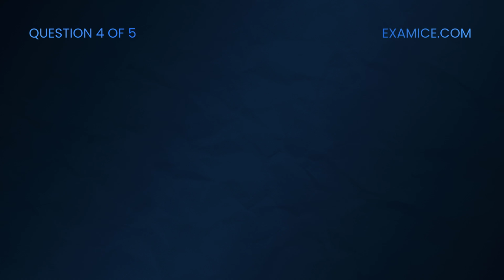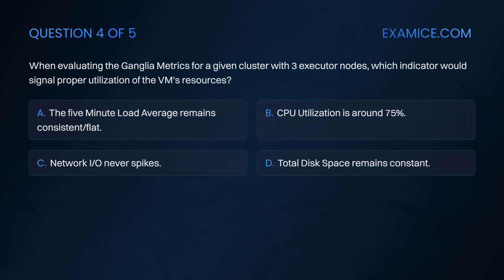Question 4. When evaluating the Ganglia metrics for a given cluster with 3 executor nodes, which indicator would signal proper utilization of the VM's resources? Option A. The 5-minute load average remains consistent, flat. Option B. CPU utilization is around 75%. Option C. Network I/O never spikes. Option D. Total disk space remains constant.